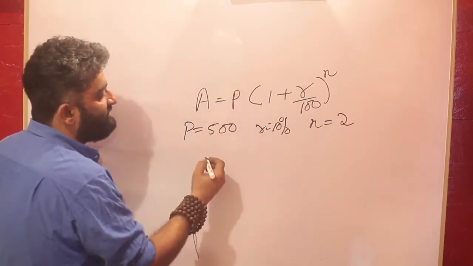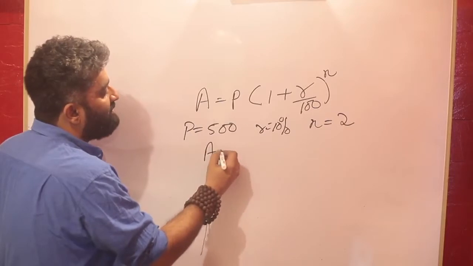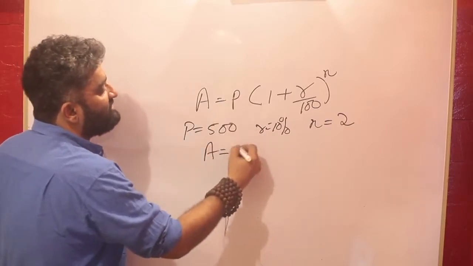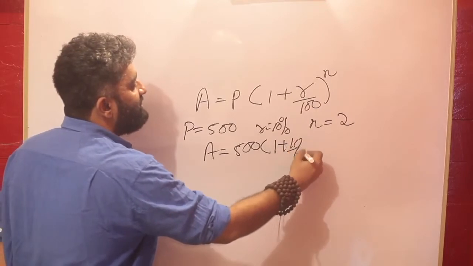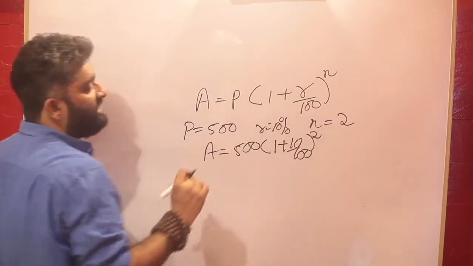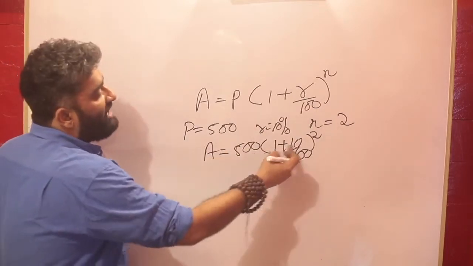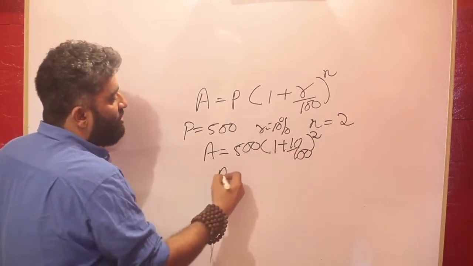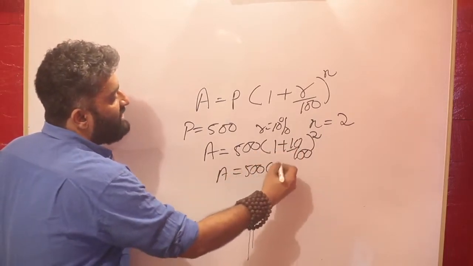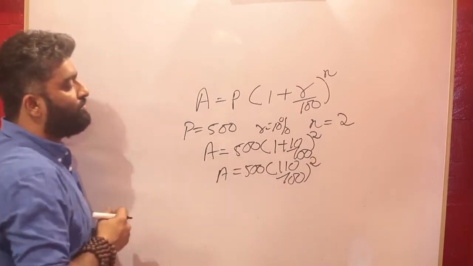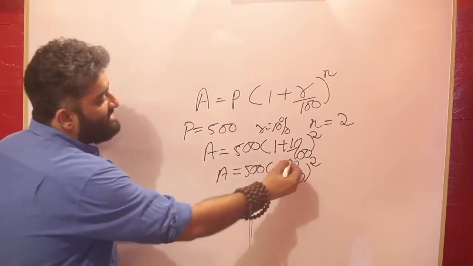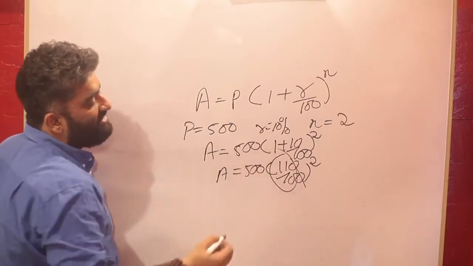Straight away, plug in the formula. I want the amount, so amount is equal to P, which is 500, into 1 plus 10 by 100, raised to 2. This 1 plus 10 by 100 obviously works out as 110 by 100, raised to 2. Now if I cancel out the zeros, I get 11 by 10.